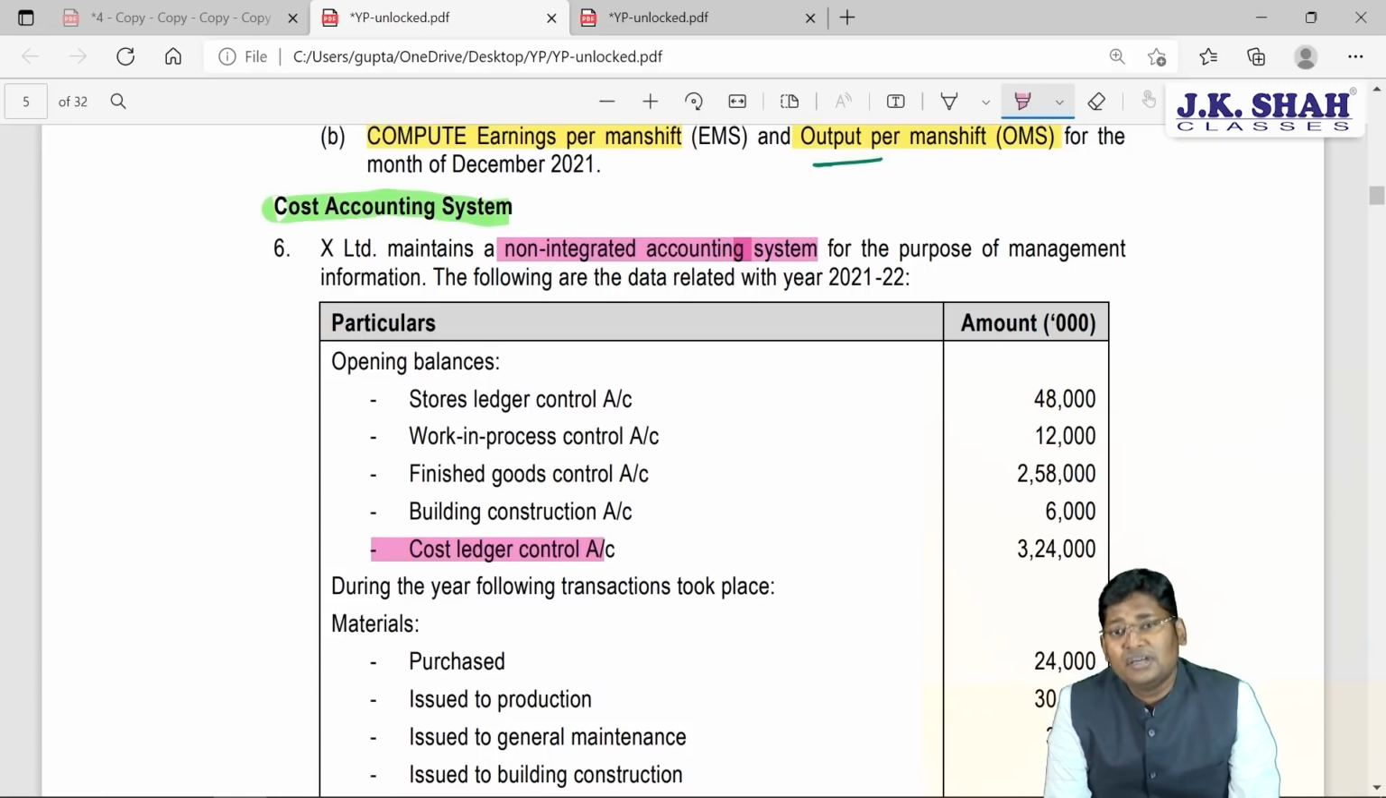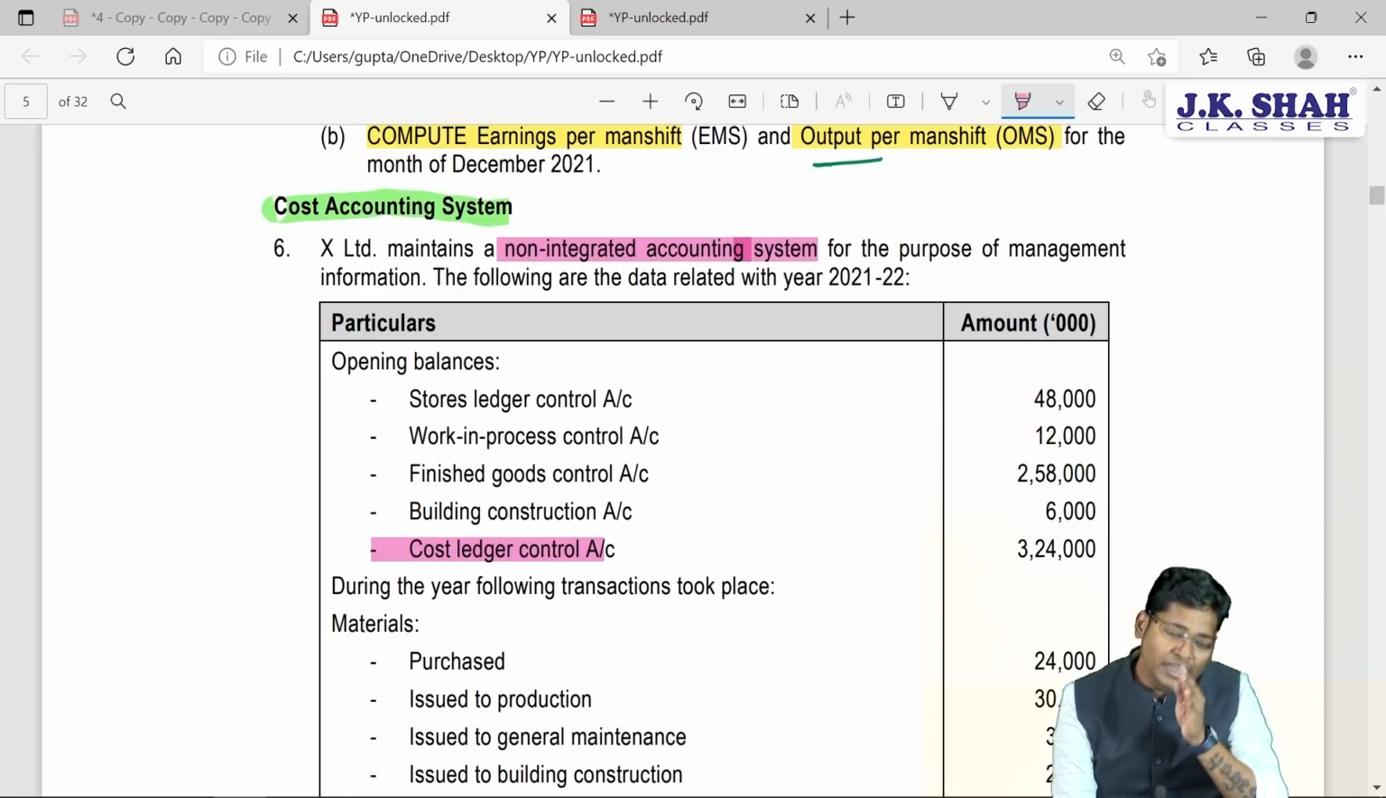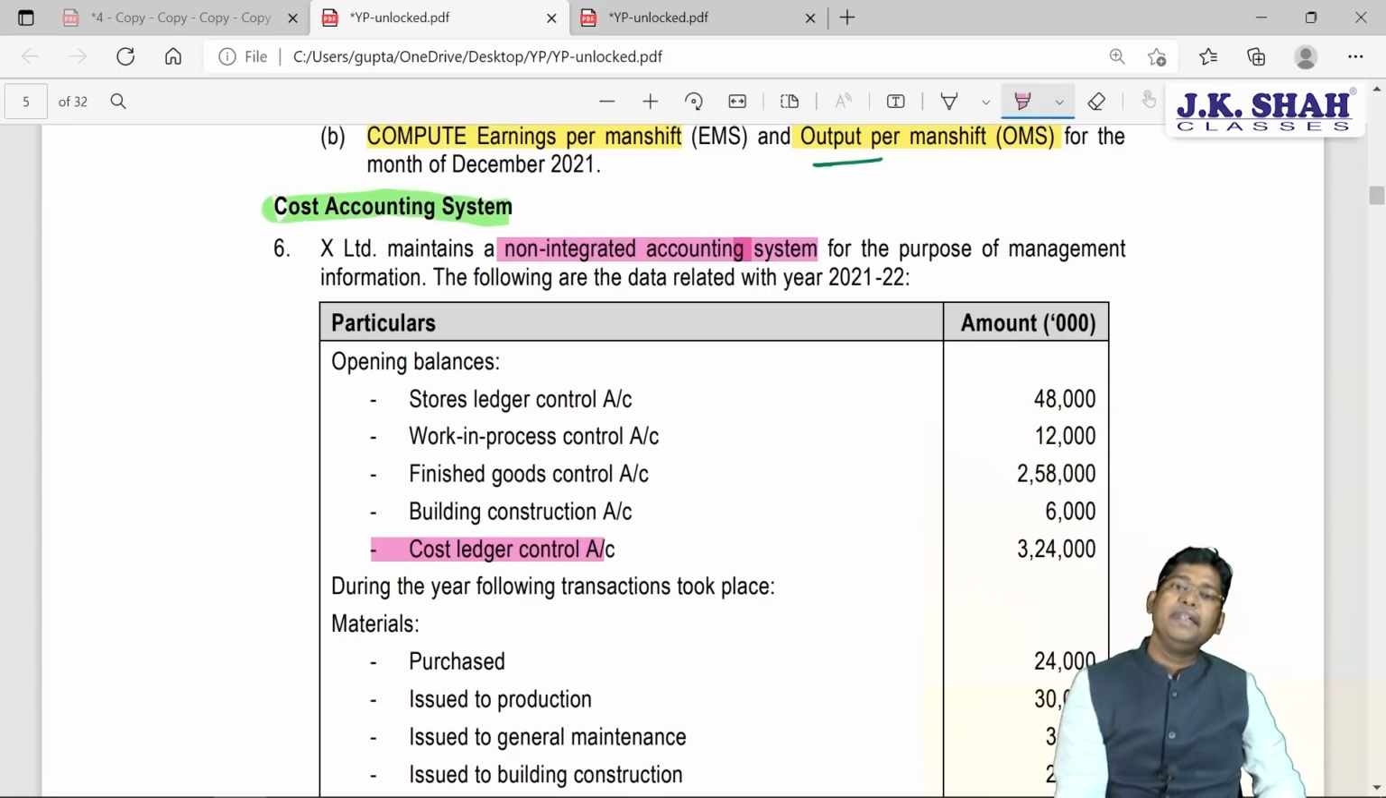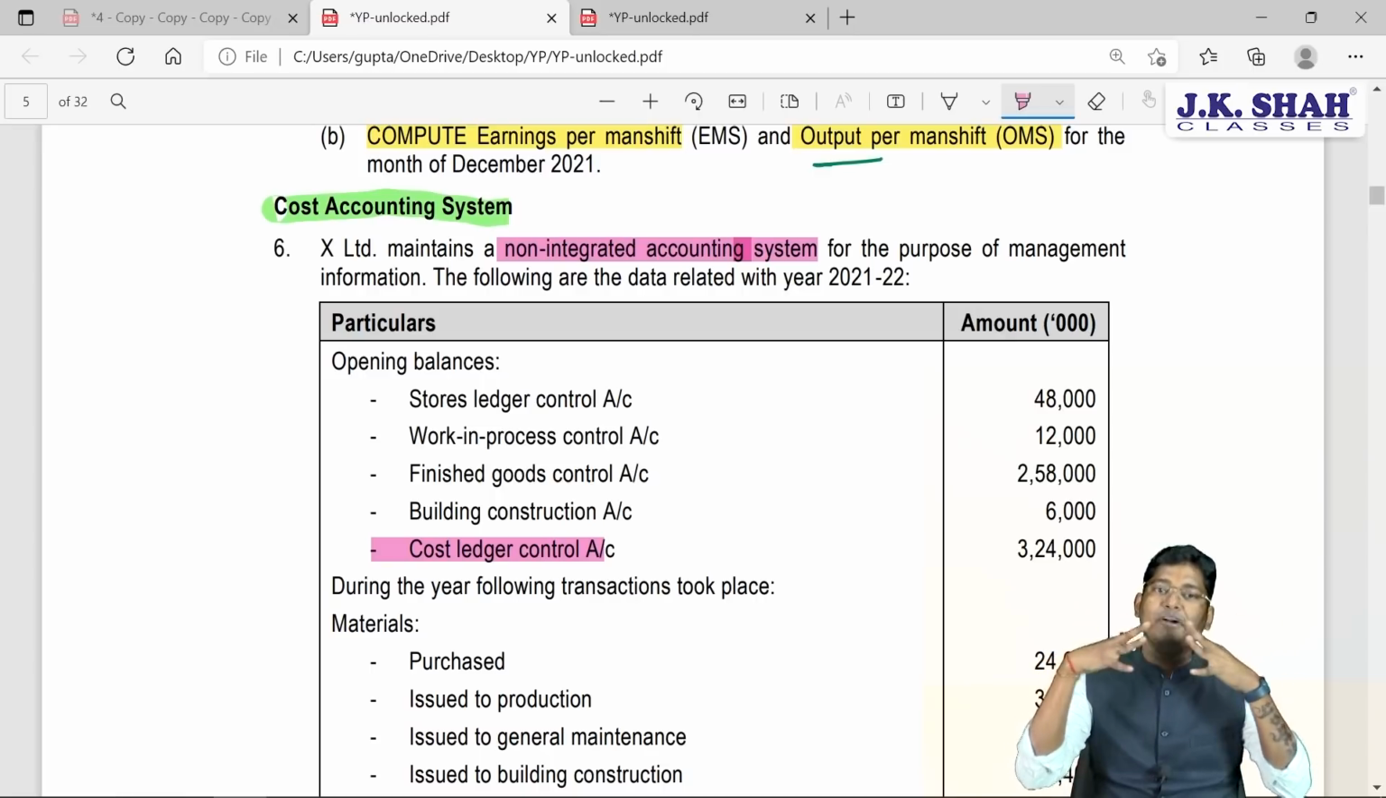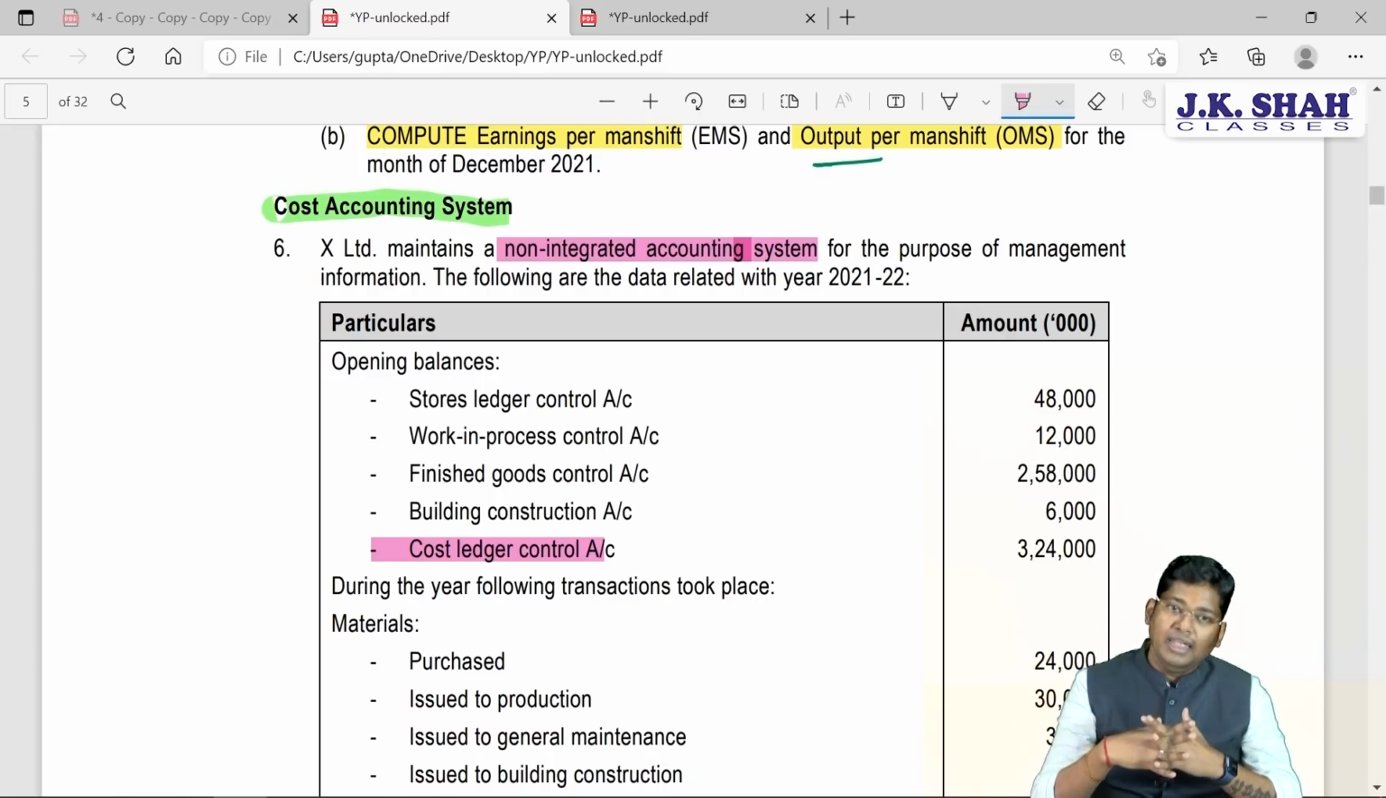Instead of cost ledger control, if your question gives bank balance, debtor balance, creditor balance, this kind of items, then that will be a sum based on integrated. And integrated means both sets of accounts are merged together. They are not prepared separately, they are not maintained separately. The company has merged them and they are following an integrated system.